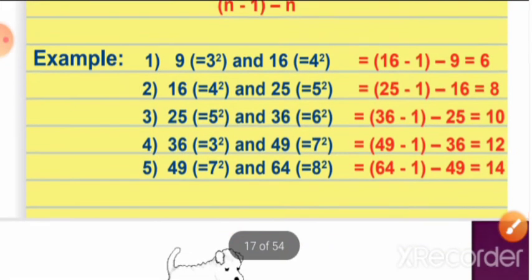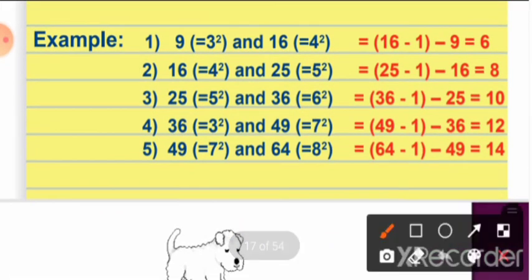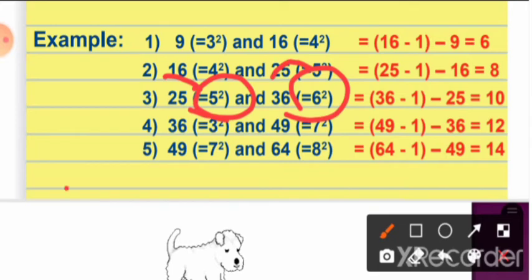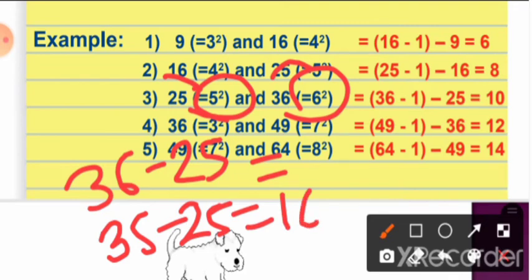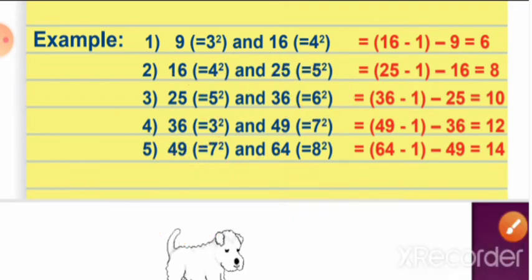Another example is also given here: 5 square and 6 square. 5 square is 25 and 6 square is 36. So 36 minus 1 is 35, and 35 minus 25 is equal to 10. You can take another example also.